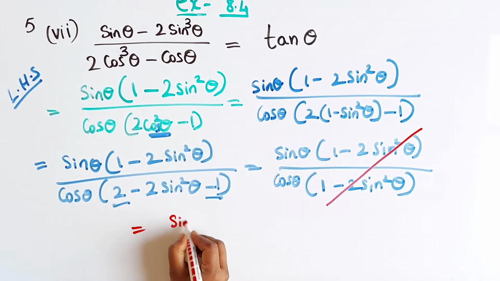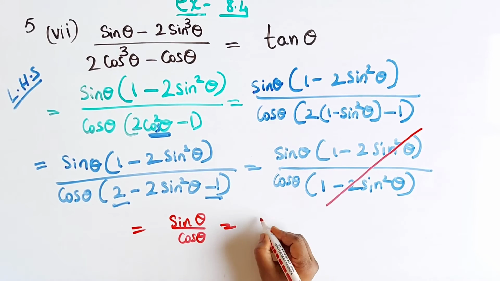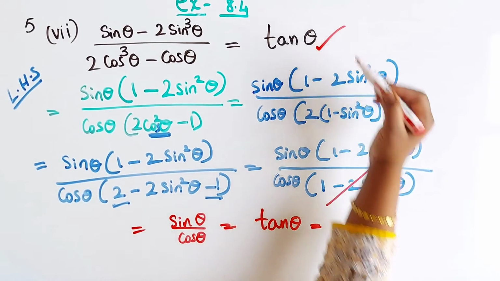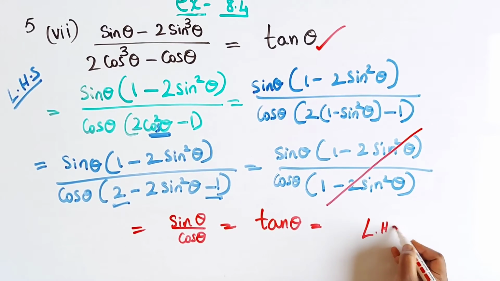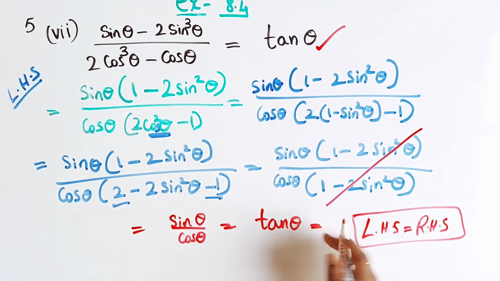Now what is the remaining answer? That is sin theta by cos theta. Correct. What is sin theta by cos theta? It is tan theta. Now check our answer. So LHS equal to RHS. It is proved, children.